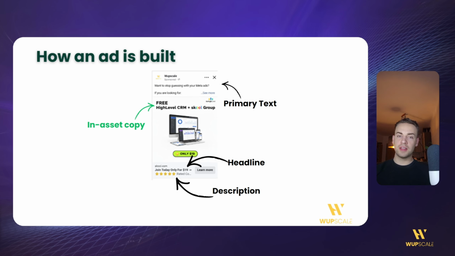Next, here's how an ad is exactly built. So as I said, the ad copy covers basically the primary text. That's here above the ad creative. Then you have the headline of your ad copy, which is this bold text next to the call to action button. And then you have the description, which is again just a short text that's right below your headline. And then you have the in-asset copy, which is the text that's on your creative. So the text that's on our image is a free Skool group and High-Level CRM. So this is our in-asset copy.